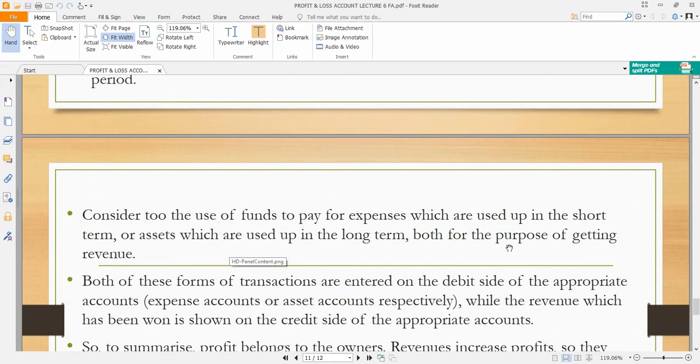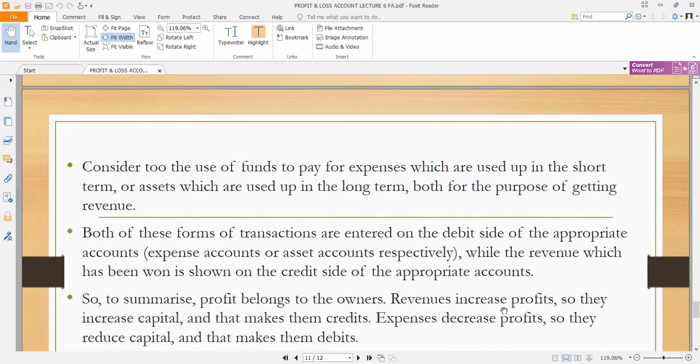Now, consider the use of funds to pay for expenses, which are used in the short term, or assets, which are used in the long term, both for the purpose of getting revenue. Both of these forms of transaction are entered into the debit side of the appropriate account, an expense account or asset account respectively, while the revenue which has been won is shown on the credit side of the appropriate account.